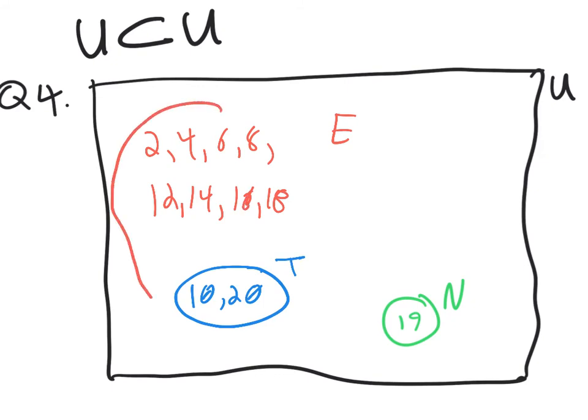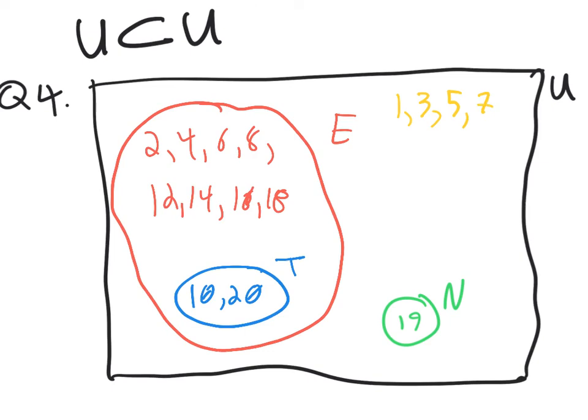So when we draw E, we're going to draw it like so, such that E contains these elements, and it also contains the elements in T. From this, we can very clearly see that T is a subset of E. Everything that is in set T is also in set E. And then there are other elements which are in the universal set, but they are not in E, T, or N. So 1, 3, 5, 7, 9, 11, 13, 15, 17. Not 19, because 19 is in the set N.